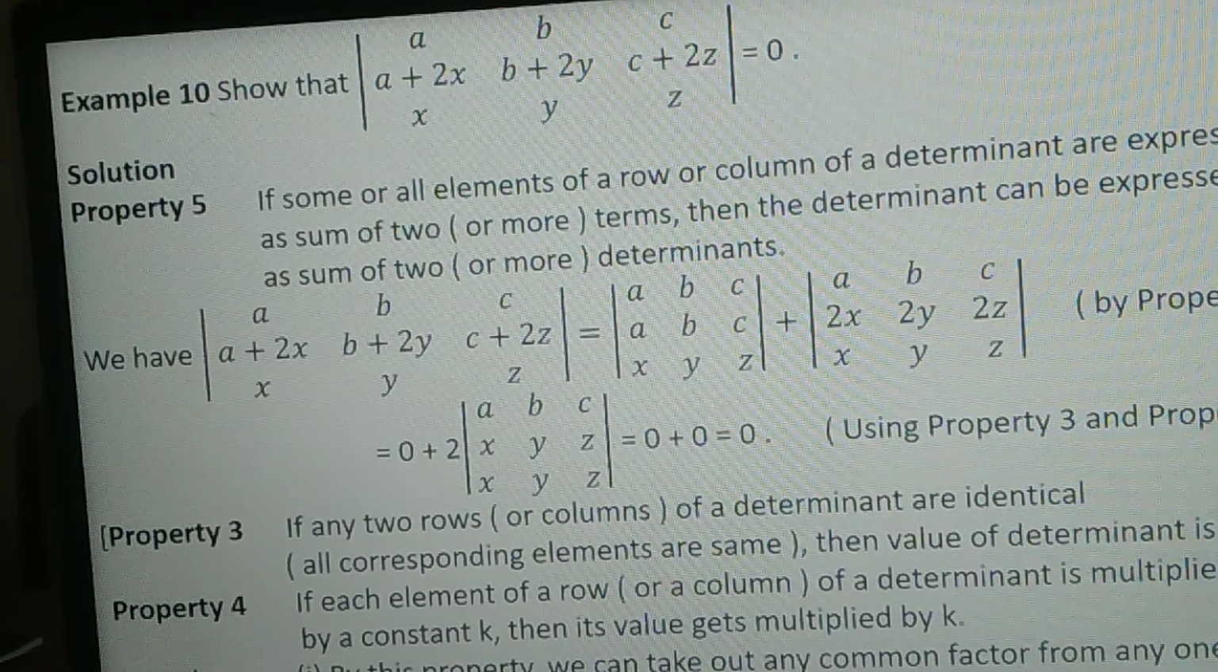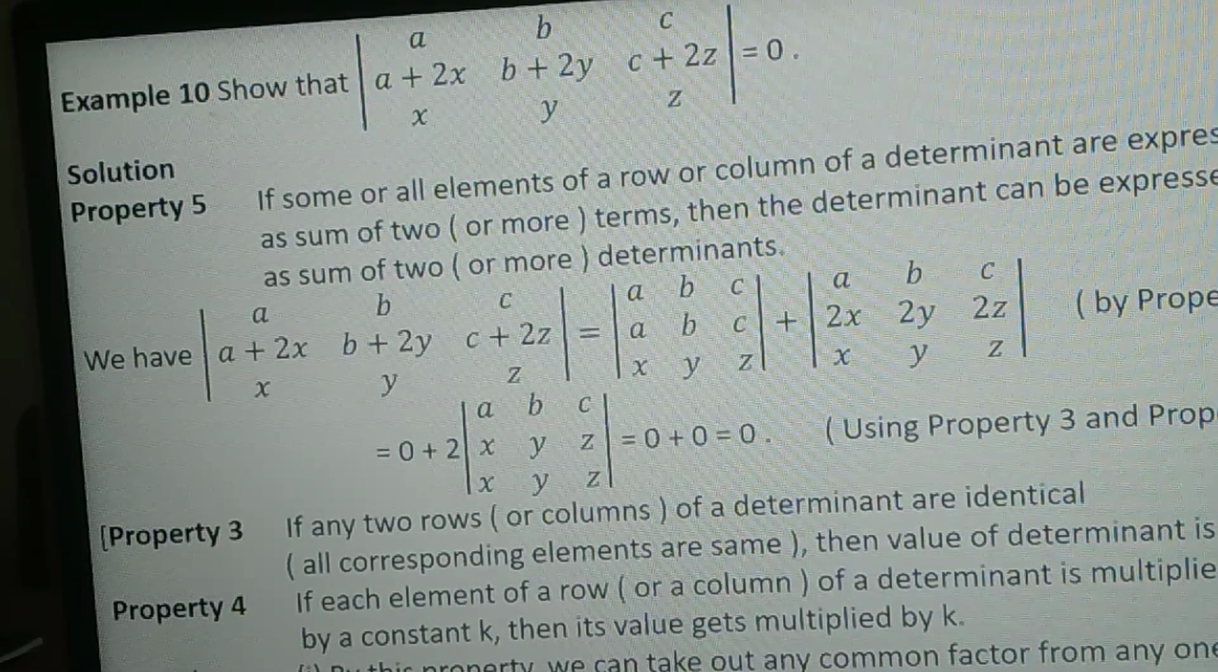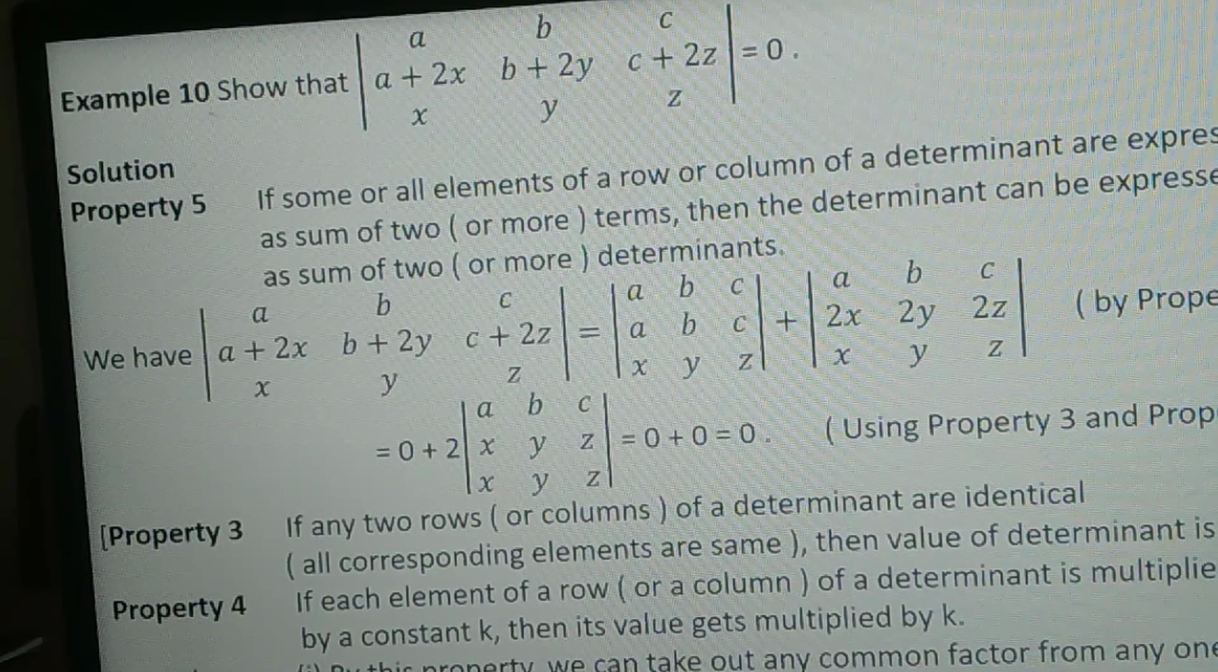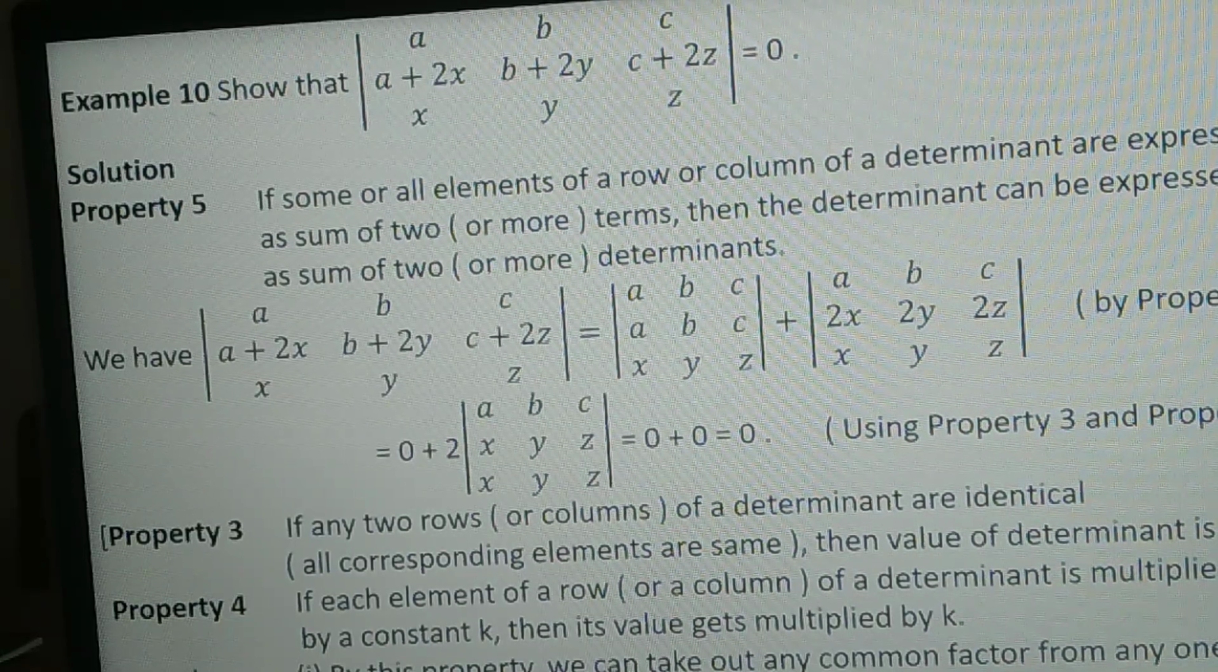So determinant a, b, c, a, b, c, x, y, z is equal to 0, plus 2 into determinant a, b, c, x, y, z, x, y, z, which is equal to 0, plus 0 is equal to 0. We have used properties 3 and 4.